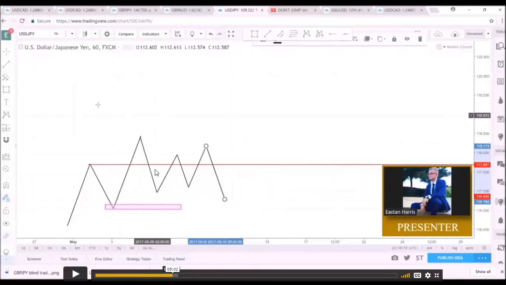At this point, even though it's consolidating, we are still considered bullish, because this structure has not been broken. It cannot break until we surpass this high.